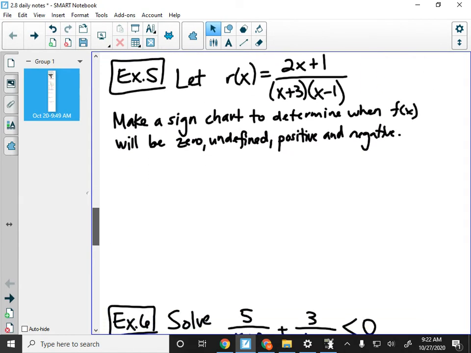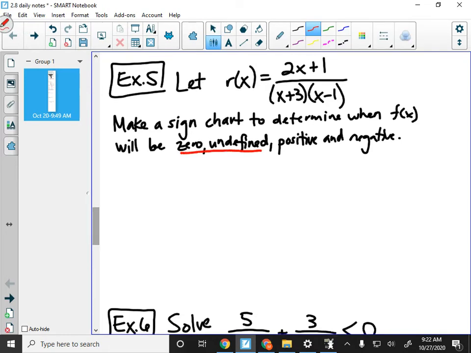Okay, then these last few. We're going to make a sign chart to determine when f of x will be 0, undefined, positive, and negative. So now we're getting a little bit more complicated. It's not just a polynomial function. We are going to start by finding our zeros and undefined, just like in example 1 when we found our zeros. I'm going to set the top equal to 0. If the top is equal to 0, that means the top of a fraction is 0, and 0 divided by anything is 0. This will give me my zeros. So I'm going to subtract 1 from both sides.